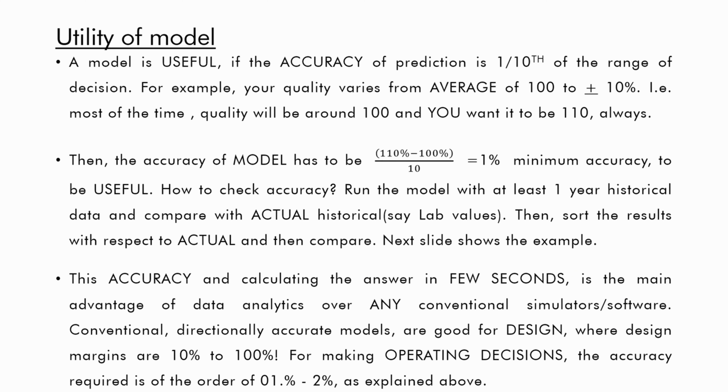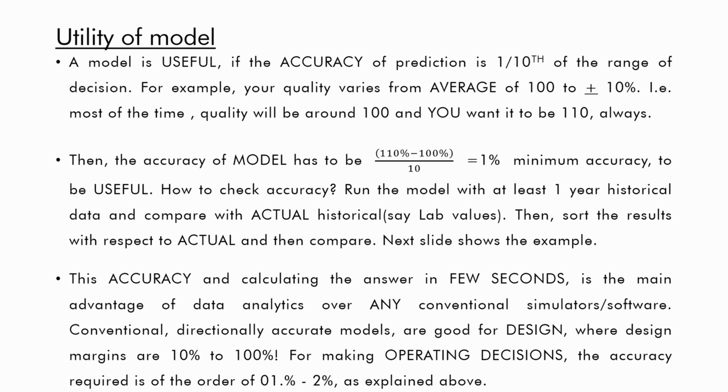Now, coming to what level of accuracy is useful, here is the rule. A model is useful if the accuracy of prediction is 1/10 of the range of decision. For example, we are talking about a quality which varies from an average of 100 and the variation is plus minus 10%. That is, most of the time the quality is around 100 and you want it to be 110 always. So the range of decision is from 100 to 110, right?